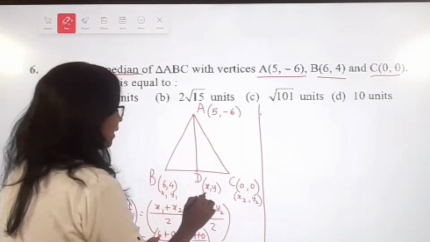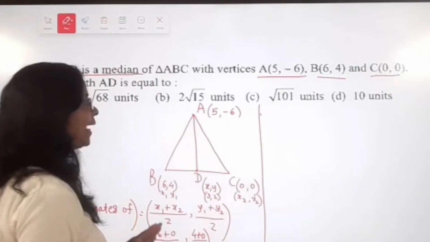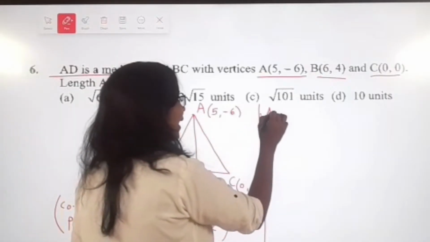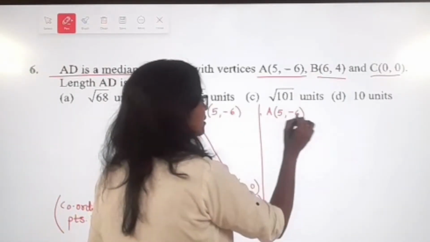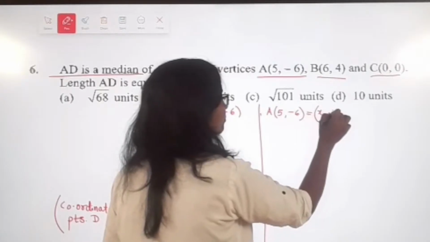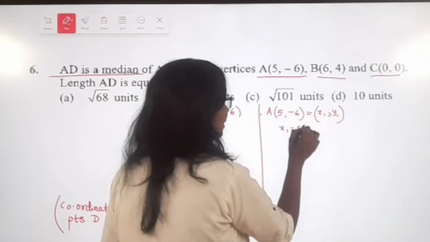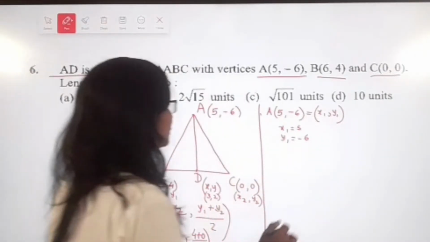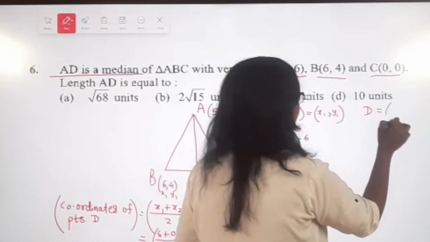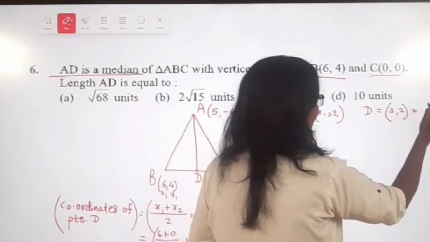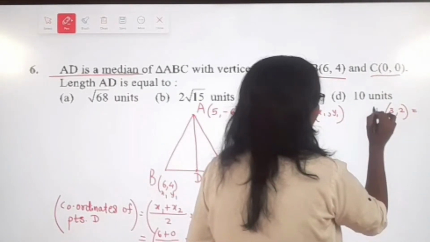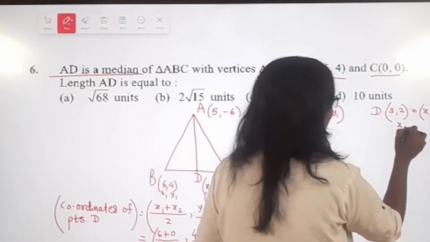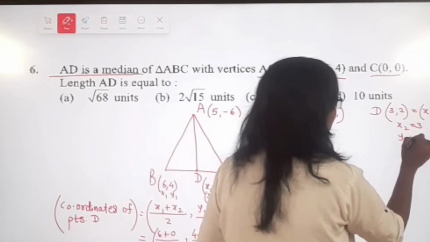As we have the coordinates of point D as (3, 2), then we can calculate the length of AD. So here I consider A (5, minus 6) as (x1, y1). So here x1 becomes 5, y1 becomes minus 6. Then the point D (3, 2) we consider as (x2, y2). So here, students, x2 is equal to 3, y2 is equal to 2.